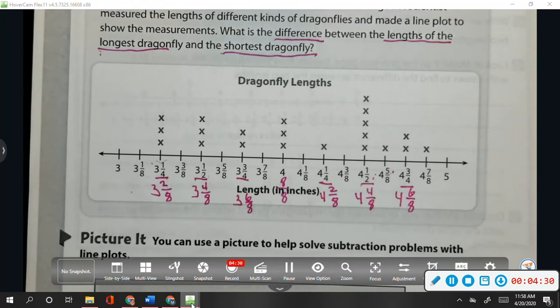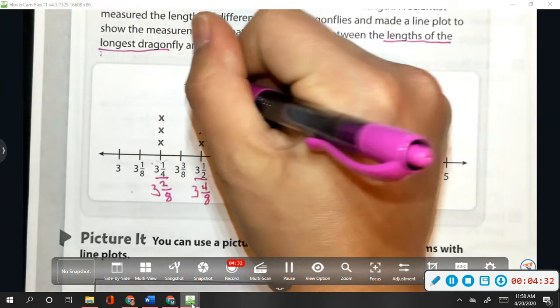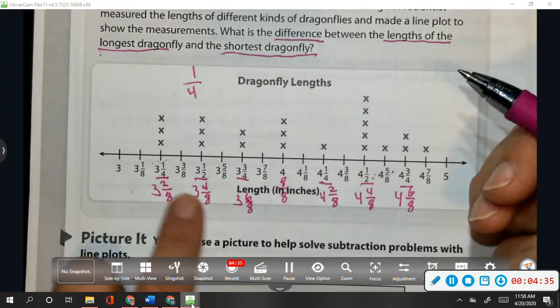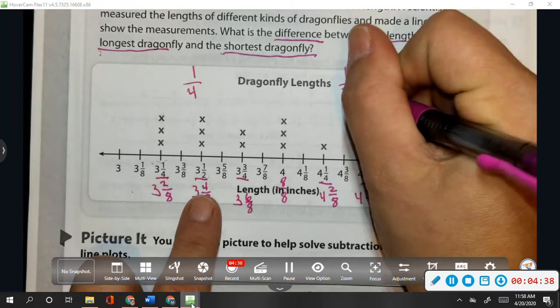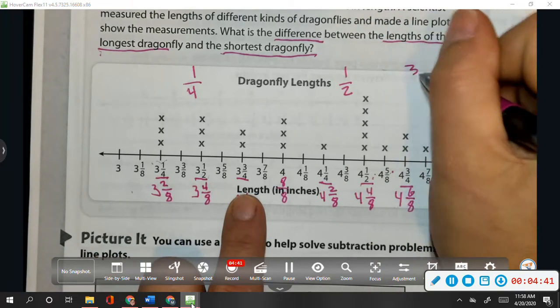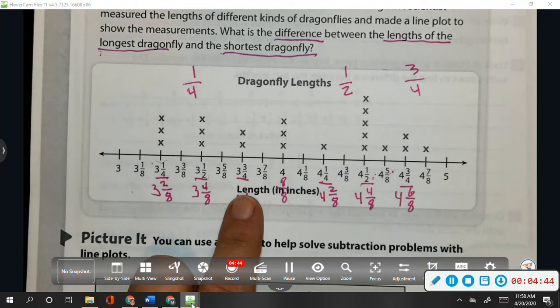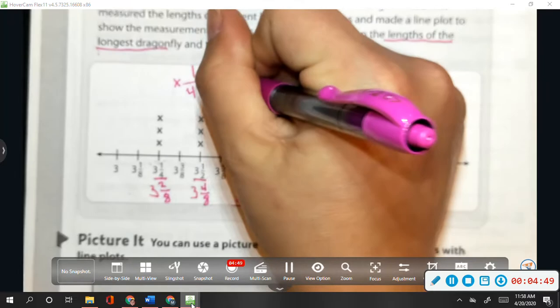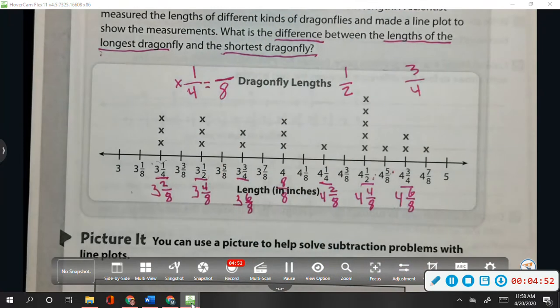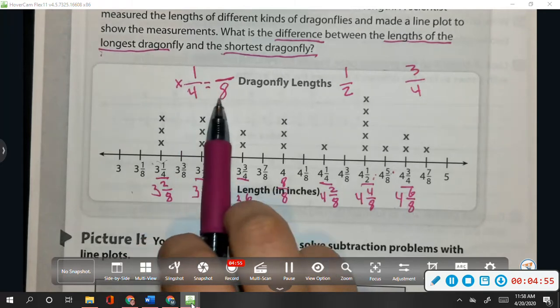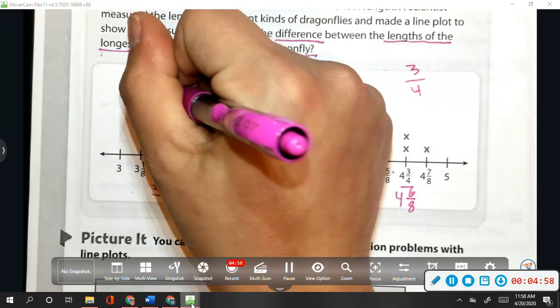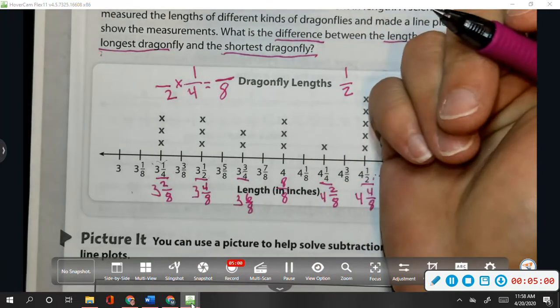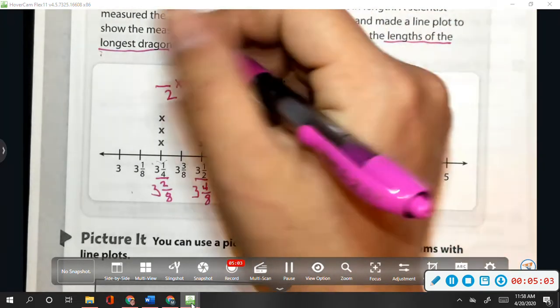Another way we could have done that is we could have taken our fractions that did not have an 8 as a denominator, 1/4, a half, and 3/4, and we could find an equivalent fraction by multiplying the numerator and the denominator by the same number in order to get 8 as our new denominator. So what times 4 equals 8? 2. And whenever we're finding equivalent fractions, the same thing we did to the denominator, we must do to the numerator.